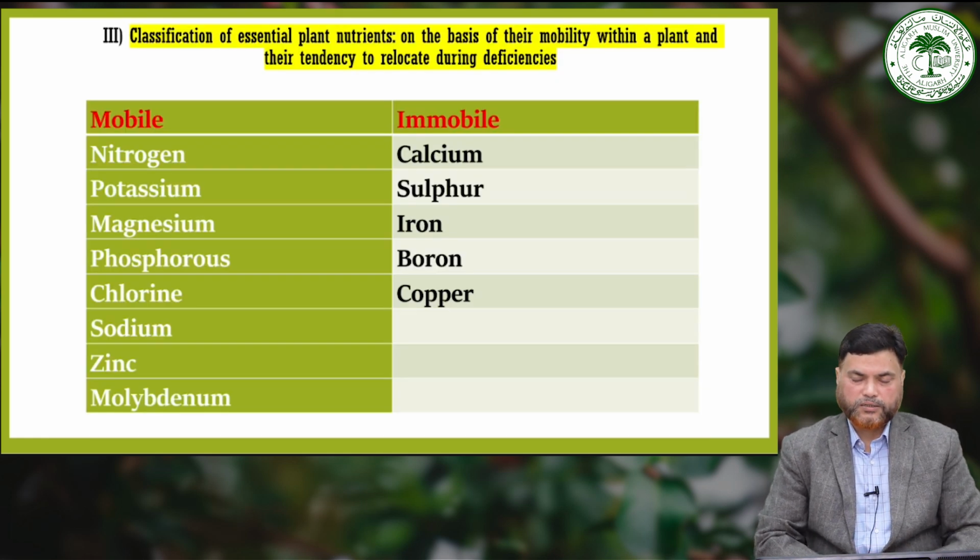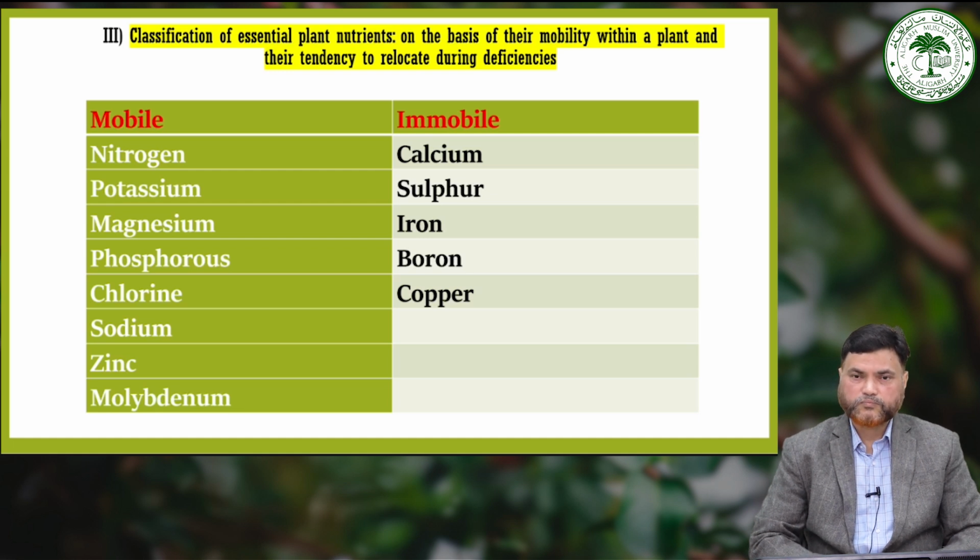Now, another way to classify essential mineral elements is on the basis of their mobility. Some elements are mobile and some are immobile. You see in this slide that on the left side there are a number of elements that come under the category of mobile elements, namely nitrogen, potassium, magnesium, phosphorus, chlorine, sodium, zinc and molybdenum, whereas immobile elements include calcium, sulfur, iron, boron and copper.